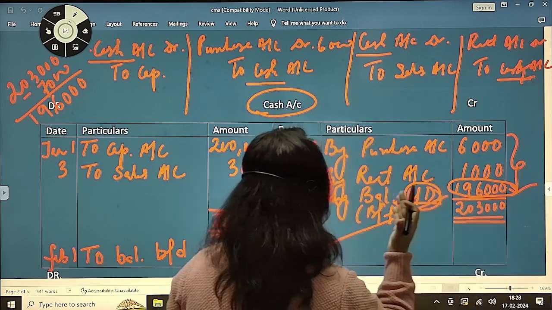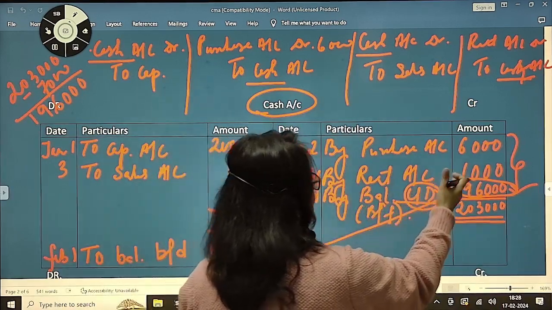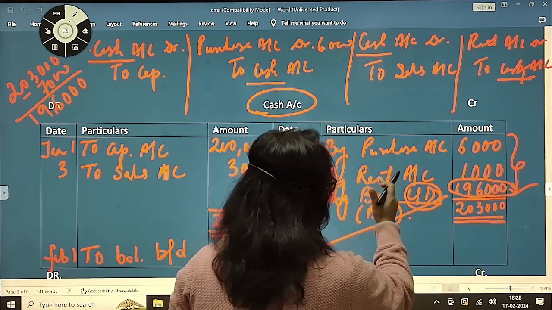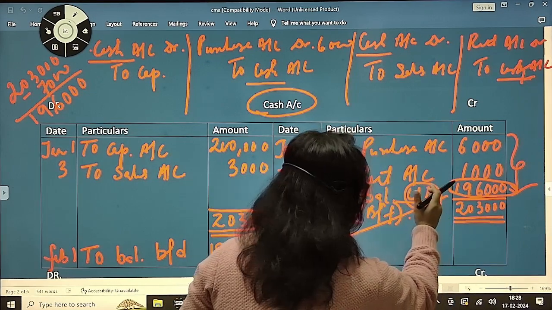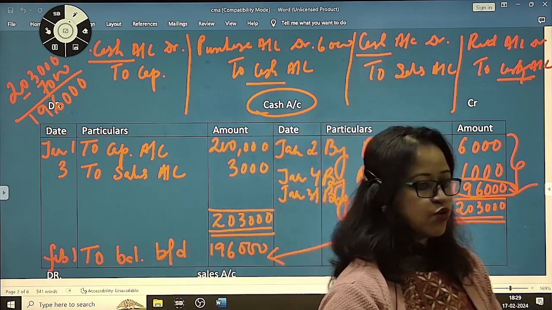Okay, so at the end of this month, that is January, we have got the balance 1,96,000, and that balance we write as by balance carried down. Carried down. So that balance will go to the next month. That balance will go to the next month.